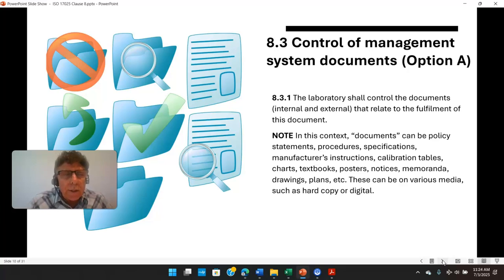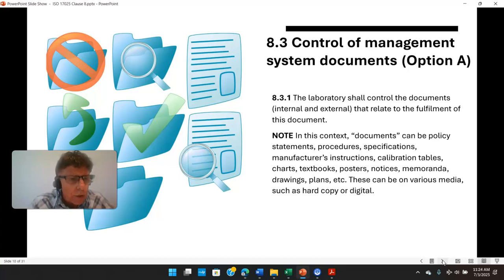Now, most laboratories understand what internal documents are. Those are your policies and your procedures, your forms, anything that is an internal document. But what's an external document? An external document would be, for example, the standard itself. That would be an external document.